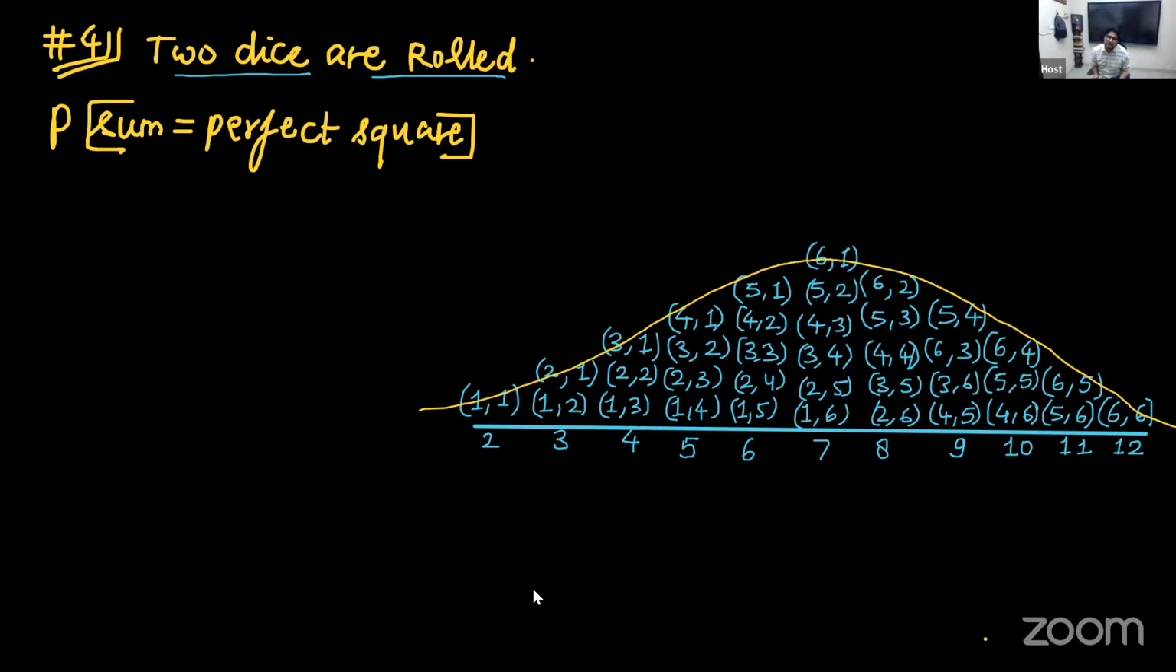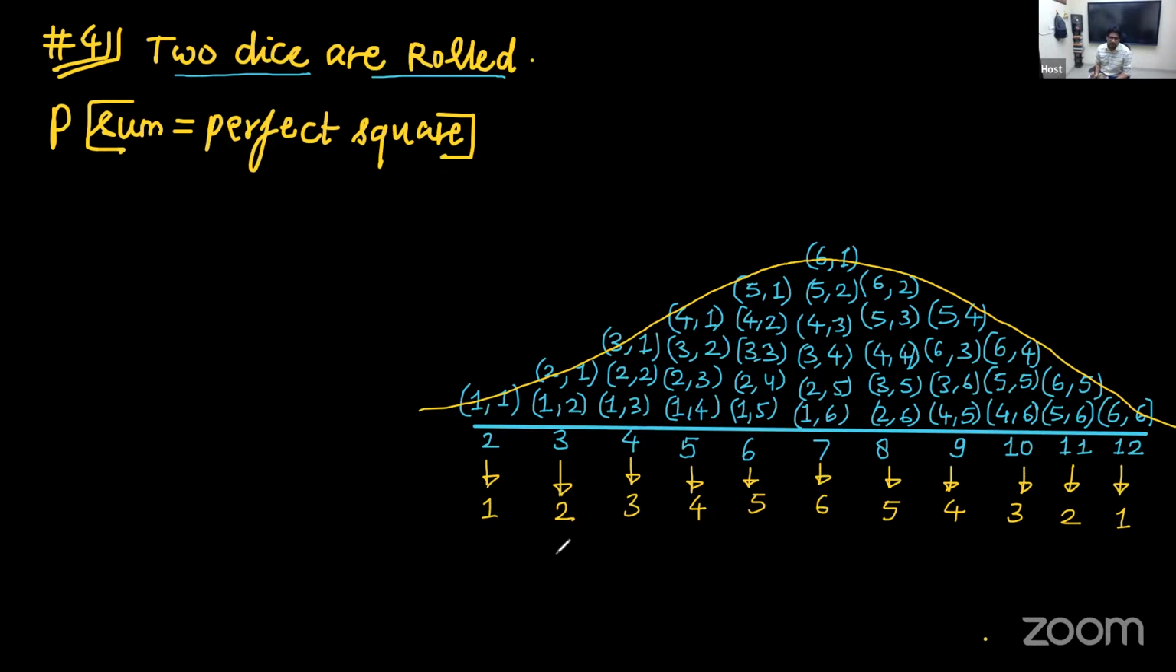My dear friends, as of now, we can see that there is one way to obtain either the sum 2 or 12. There are 2 ways to obtain either the sum 3 or 11. There are 3 ways to obtain either the sum 4 or 10. There are 4 ways to obtain either the sum 5 or 9. There are 5 ways in which the sum can be 6 or 8. And there are 6 ways in which the sum can be 7.